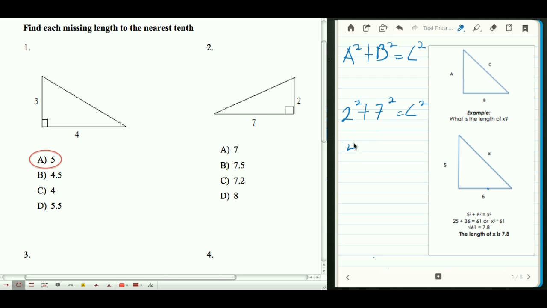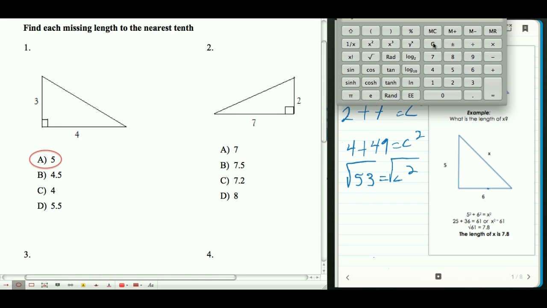So 2 squared gives us 4, plus 7 squared gives us 49, and then we have c squared left over. From there, we're going to add 4 plus 49, and that's going to give us 53 is equal to c squared. And then we're going to take the square root of each side.